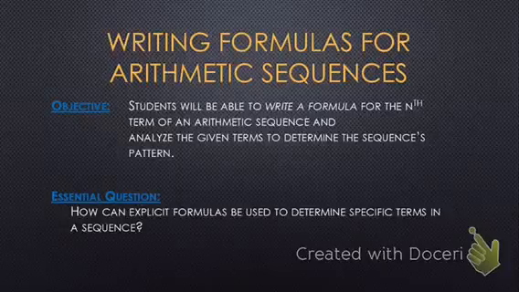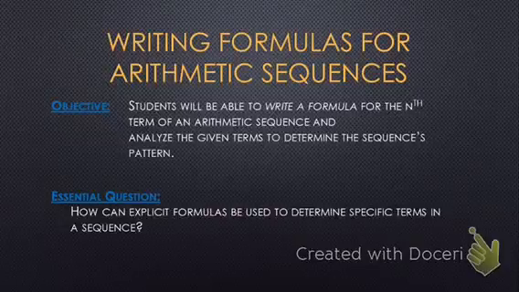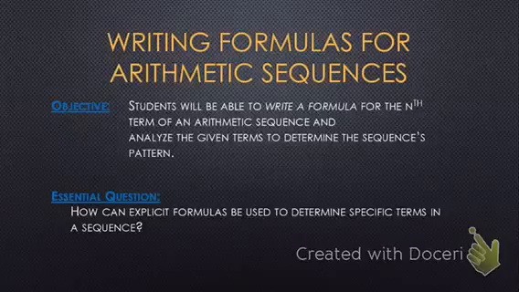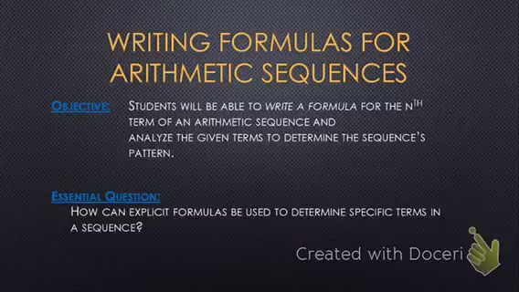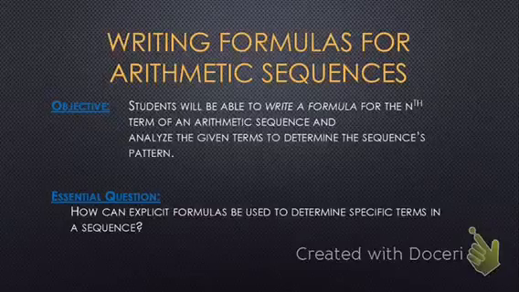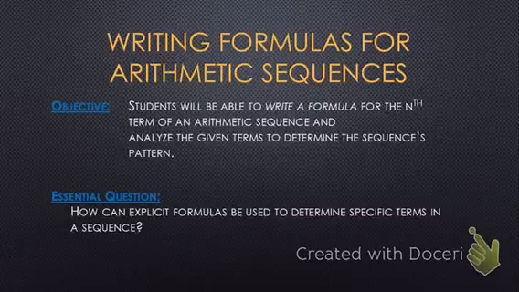But for our notes, our objective is students will be able to write a formula for the nth term of an arithmetic sequence and analyze the given terms to determine the sequence's pattern. And our essential question is, how can explicit formulas be used to determine specific terms in a sequence? So make sure that whenever you get finished with your video notes and you're about to write your summary, that you go back to this essential question and you answer this in your summary.